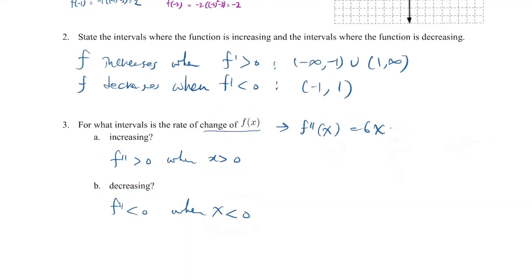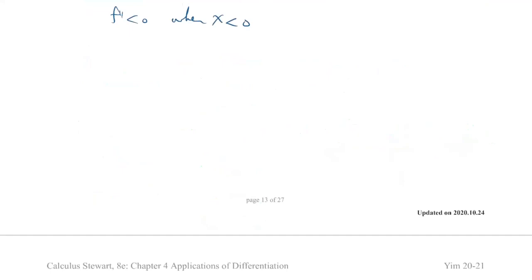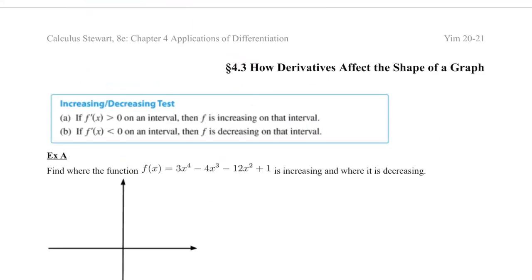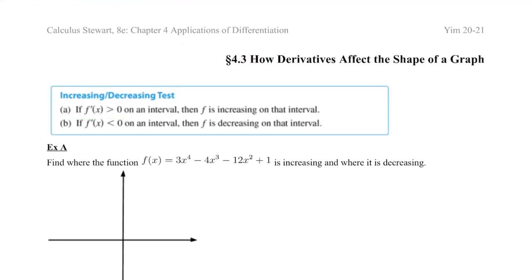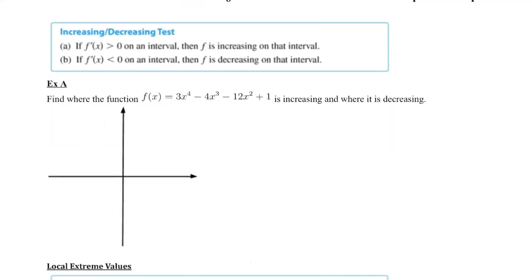All right, guys, here we go. We have a theorem, the increasing/decreasing test. Just like what we talked about, if the derivative is positive, the function is increasing on that interval. If it's negative, the function is decreasing on the interval. So how do I graph this? Where is it increasing and where is it decreasing?